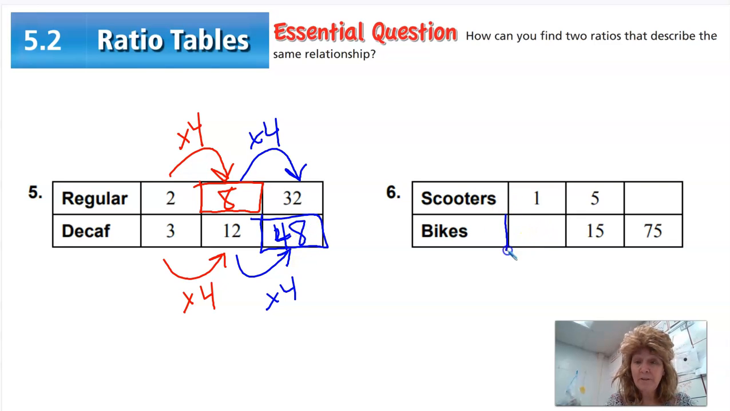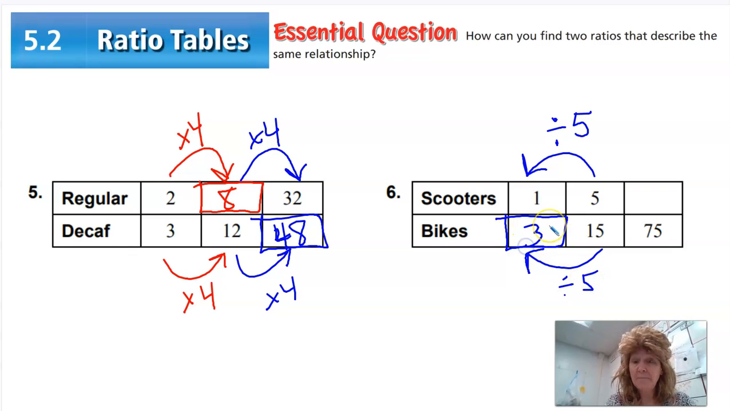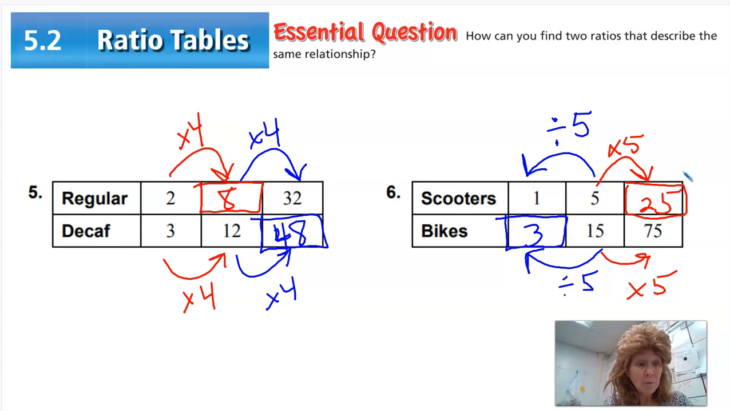Okay, so now we're comparing ratio of bikes to scooters. Notice again, I'm always swooping toward the box. So if my number gets smaller, going from 5 to 1, I know I need to divide by 5. So I'm going to divide 15 by 5 and I get 3. Now when I go in the other direction, again, there's my missing number. I'm going toward the missing number. This is a times 5 pattern, times 5, and I get 25. Okay, the more you practice ratio tables, the easier it gets.